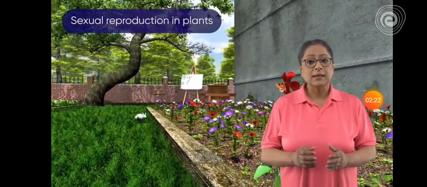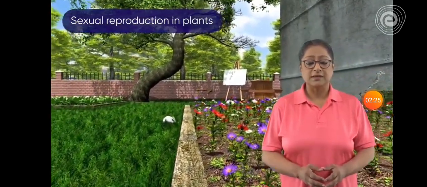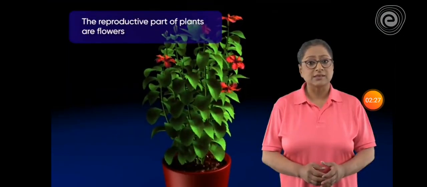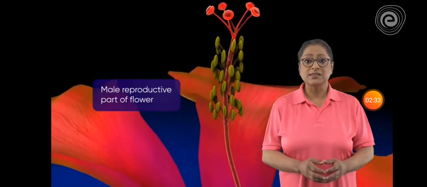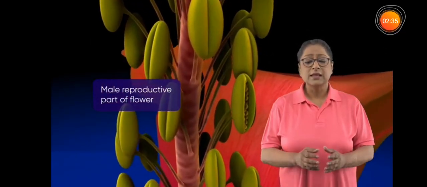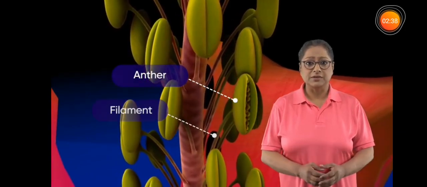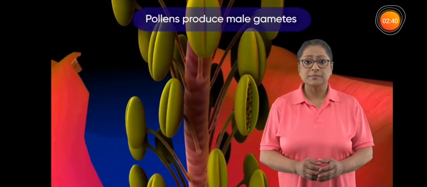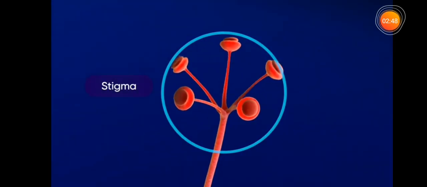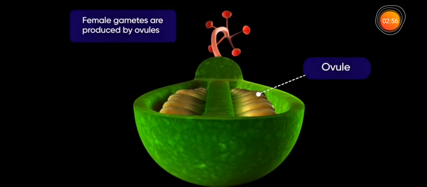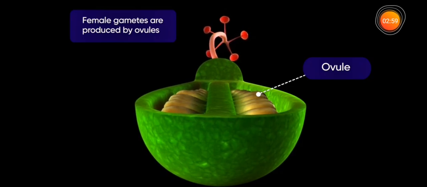You might have seen that most plants bear flowers. Flowers are the reproductive parts of plants. Look at this hibiscus flower. Stamen, which is the male reproductive part of a flower, is made of anther and filament. Male gametes are produced by pollen grains on anther. Pistil is the female part of a flower that consists of stigma, style, and ovary. The ovary consists of one or more ovules that form eggs or female gametes.